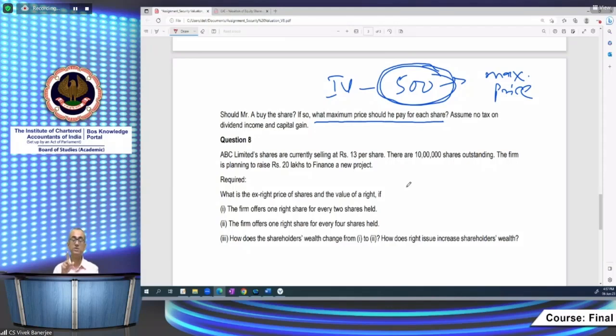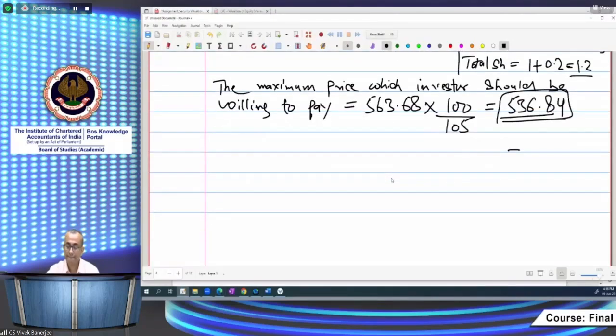In the first situation, the firm offers one right share for two shares. That means if you hold two shares, you get one right share. So first we look at the first situation. Let us calculate the first situation first. This is the assignment of question number 8.